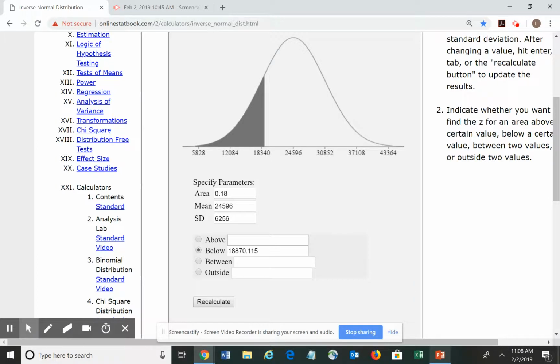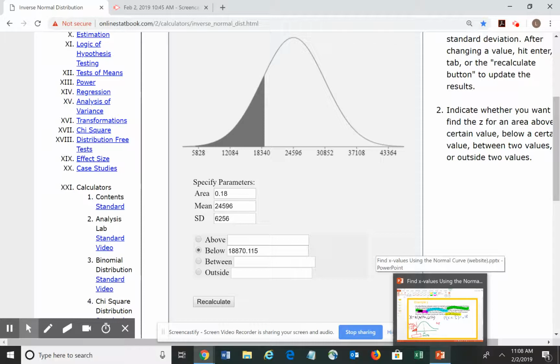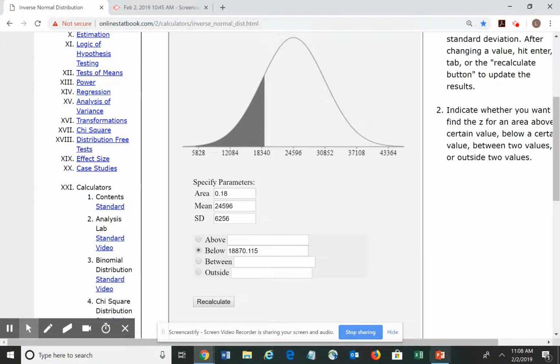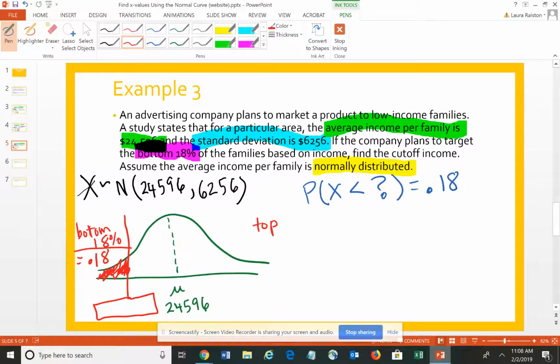18,870. If you round it to the nearest cent, it's going to be 18,870.12. Okay, so my cutoff score is $18,870.12. So basically anybody below that income amount would be targeted for advertising by this particular company.